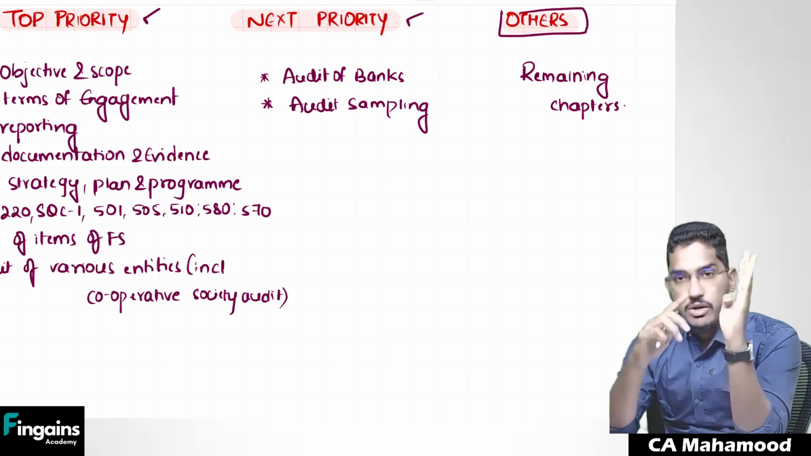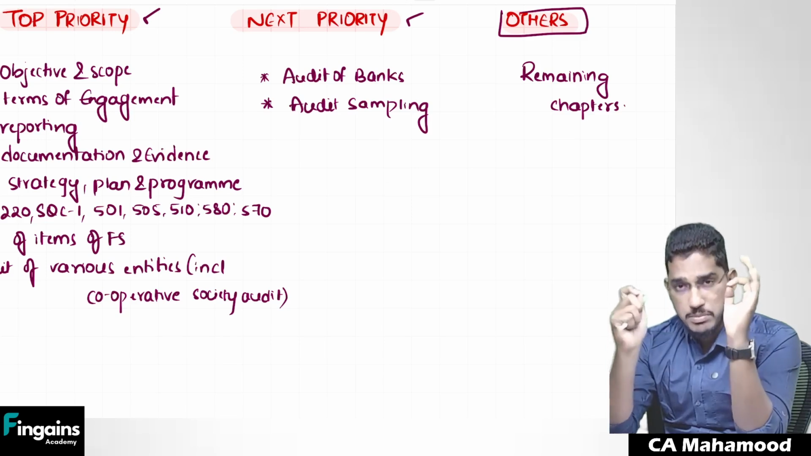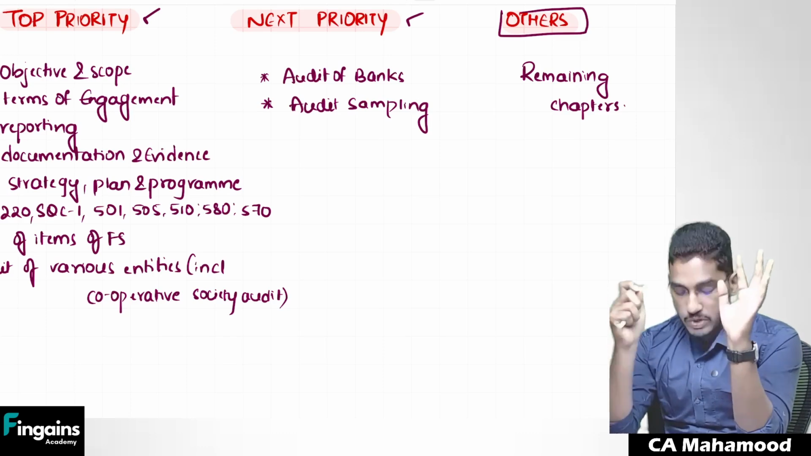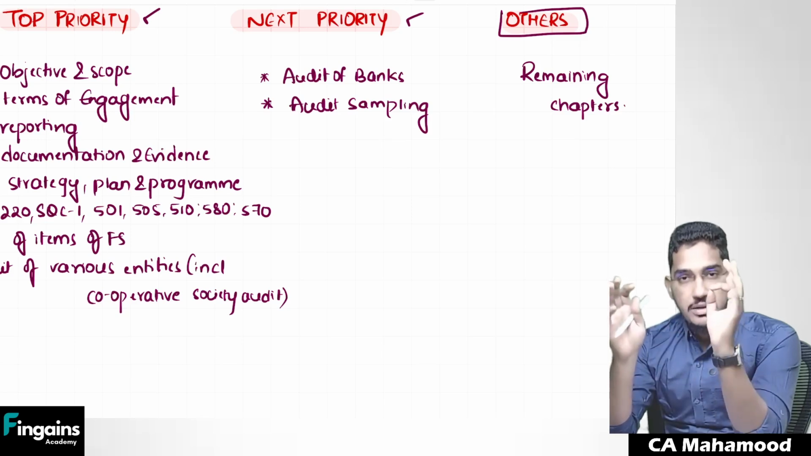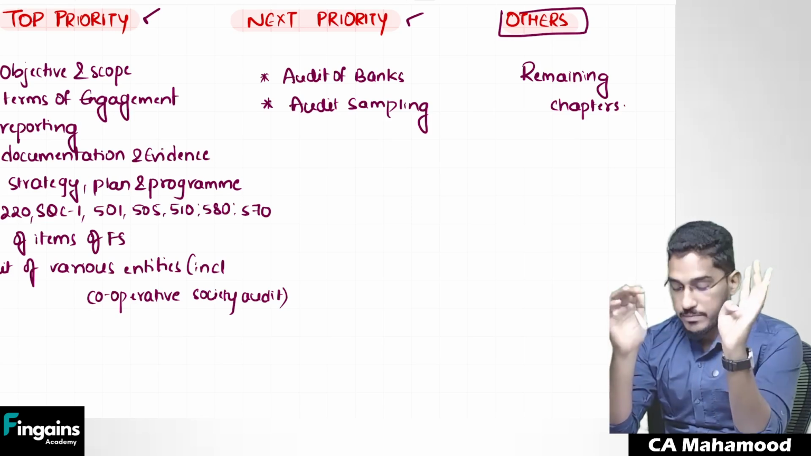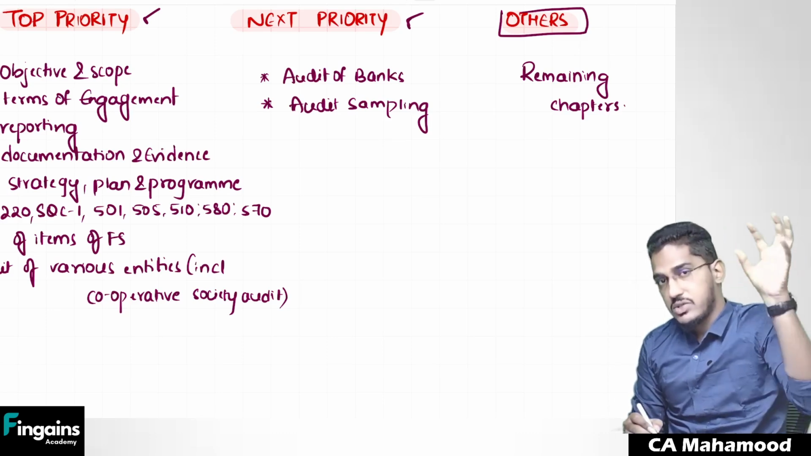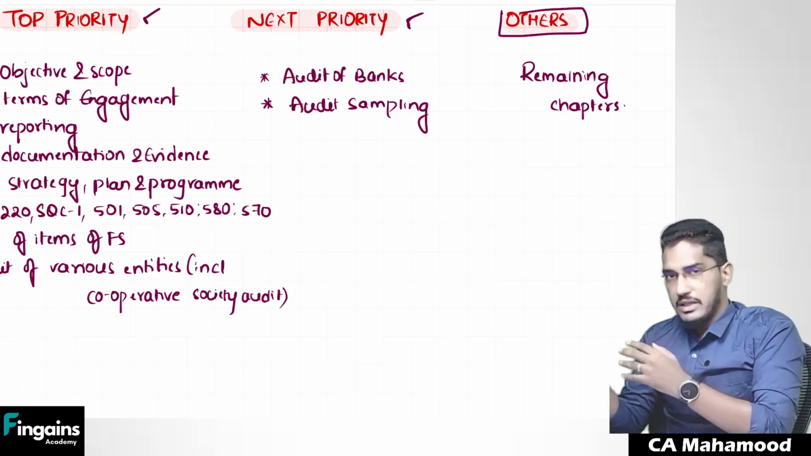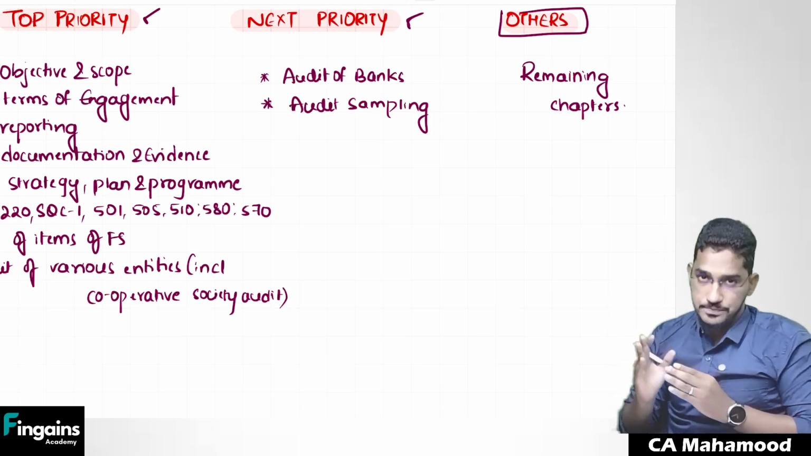Top priority contains the most important chapters, which every student must prepare thoroughly. In the top priority, you should not be looking for any choices. The top priority things you have to cover very thoroughly. Then I have given next priority: once you are done with the top priority, next which areas to focus on, that I have identified. And whatever other chapters are not falling under these categories, those all fall under others.